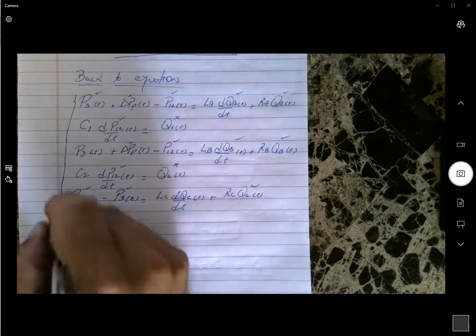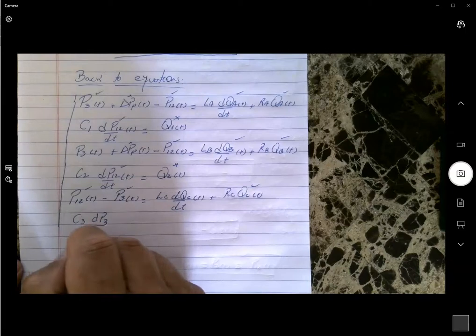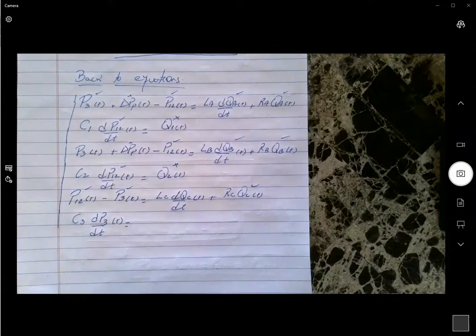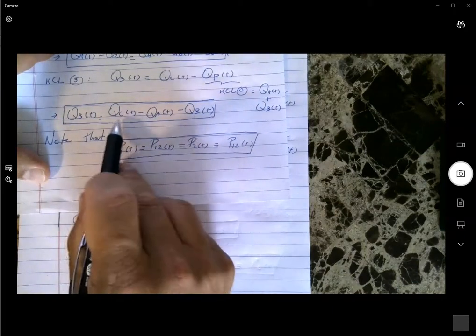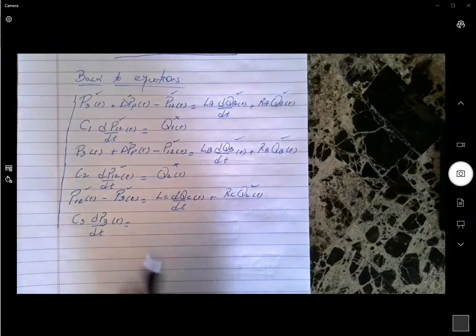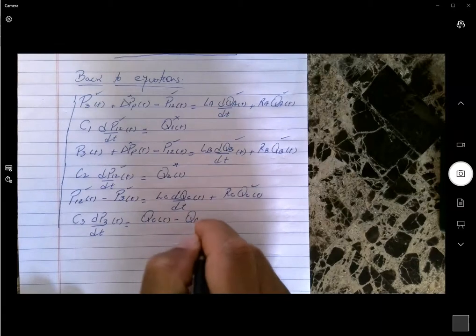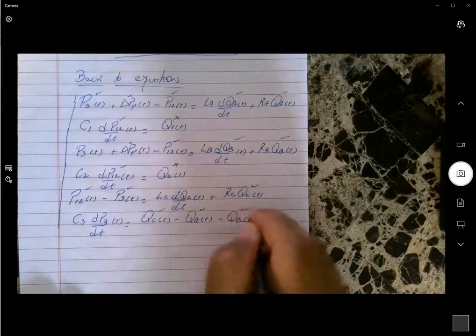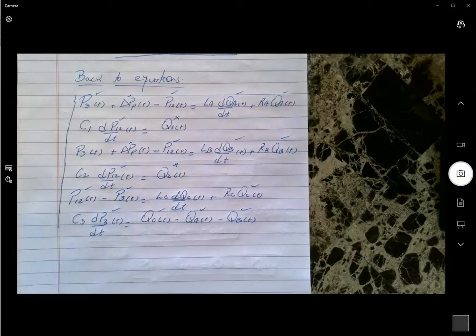And equation number 6, the final equation, C3 dP3 dT was equal to Q3, but from this equation right here, we can replace Q3 with QC minus QA minus QB, which are three that we're keeping in this equation set. So it's QC minus QA minus QB. So this one's good, good, good, and good. The only things that we're left to eliminate from the set of equations is Q1 and Q2.